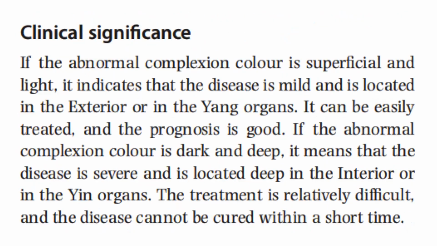Clinical significance. If the abnormal complexion color is superficial and light, it indicates that the disease is mild and is located in the exterior or in the young organs. It can be easily treated and the prognosis is good. If the abnormal complexion color is dark and deep, it means that the disease is severe and is located deep in the interior or in the yin organs. The treatment is relatively difficult and the disease cannot be cured within a short time.